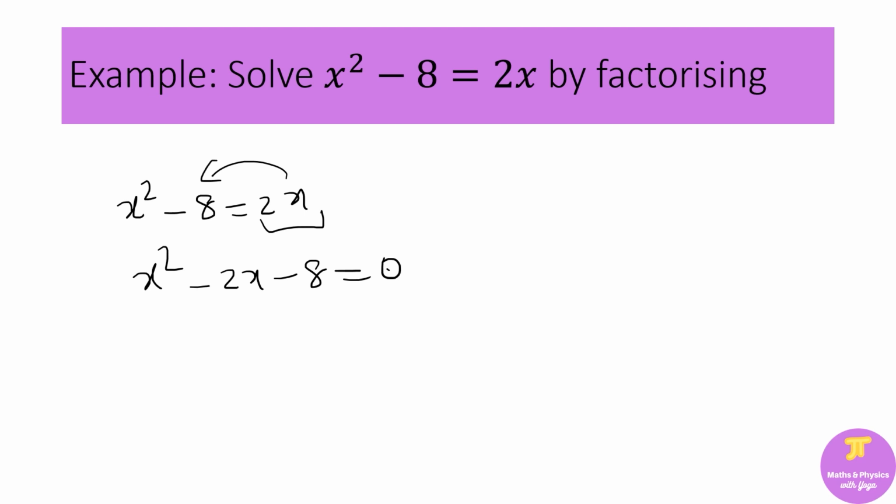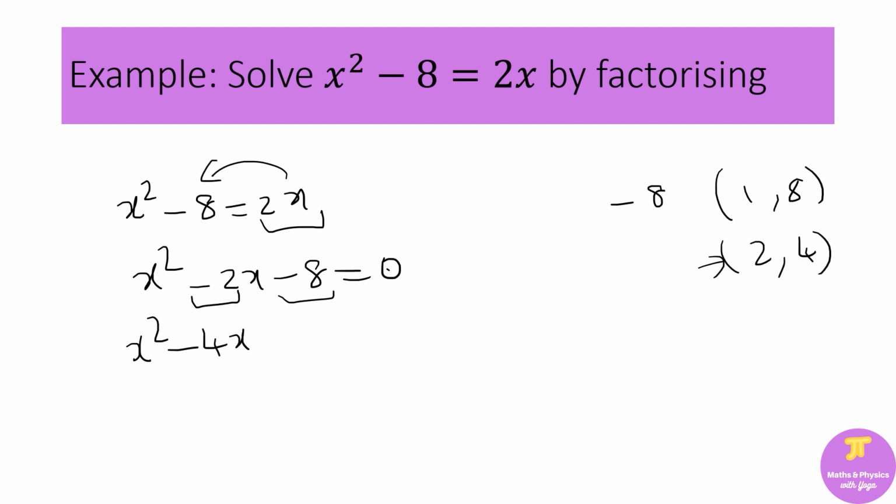Okay, in order to factorize this, let's take this minus 8 and write its factor pairs. 1, 8 or 2, 4. These are the two factor pairs. And if you want to get minus 2, maybe this is probably the best option. So let me come back. x squared minus 4x plus 2x minus 8 equals 0.